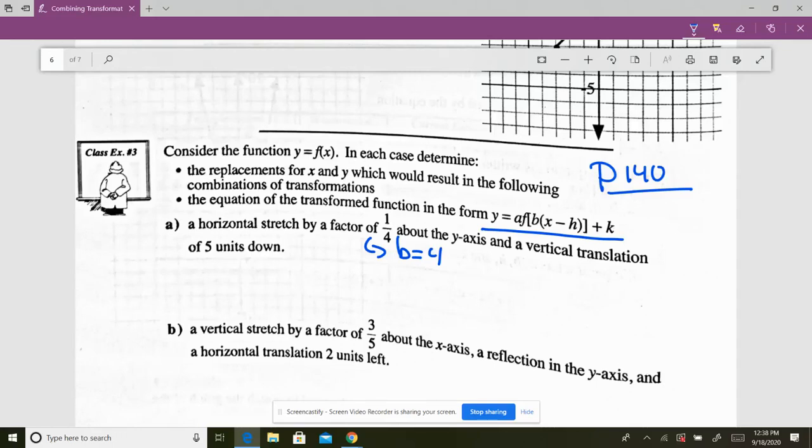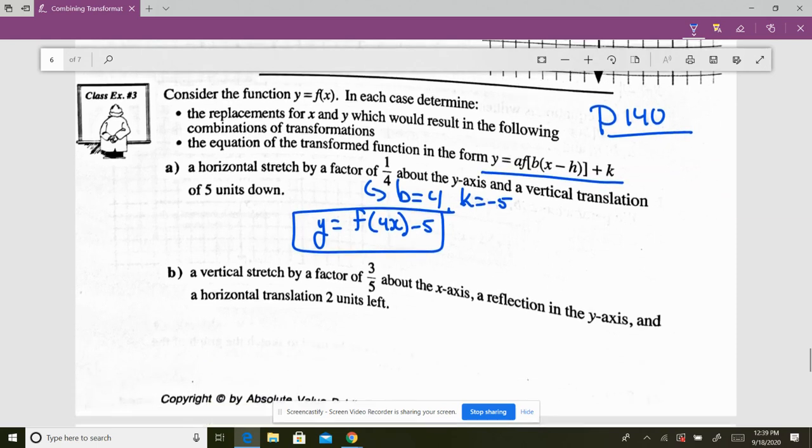And we go 5 units down. What letter is that? That's our K value, and it's down, so K is negative 5. Everything else will disappear in the equation. So we get F of 4x minus 5. I will ask you to do something like that on the test. Just if you've done these things, what are the values of A, B, H, and K?